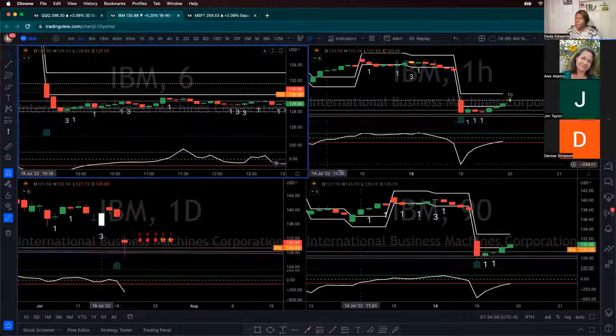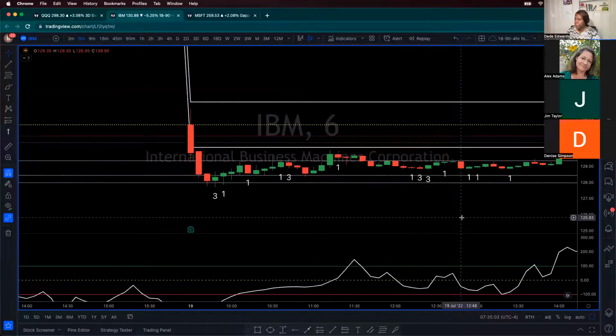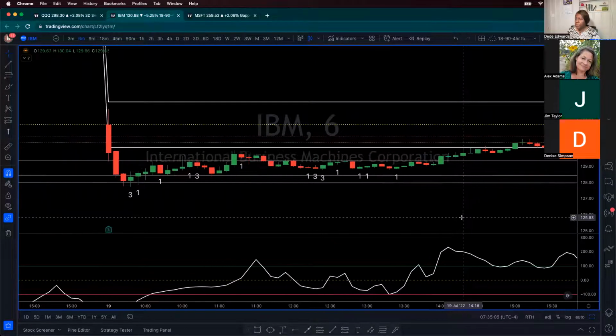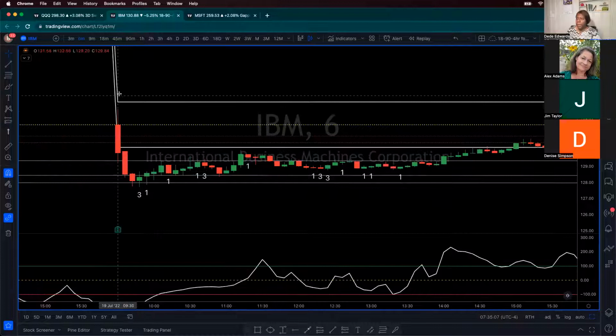And so this is what happened on the 6-minute chart. You can see this a little better here. IBM gapped down and closed below its average daily range. It hit our first target, traded up some, but it never took the ADR. So we know we're going to continue to go short.